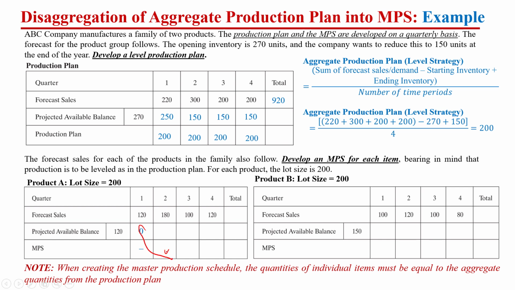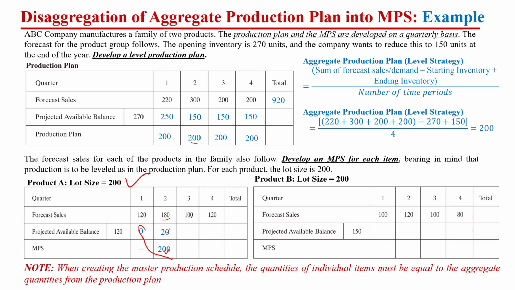And how much do we have to produce? We are producing exactly 200, because we need to match this one. So let's say we are producing 200 because the lot sizing is 200. So this is 200 we are producing. Okay, so 0 plus 200 minus the demand is going to be the inventory, which is 20.